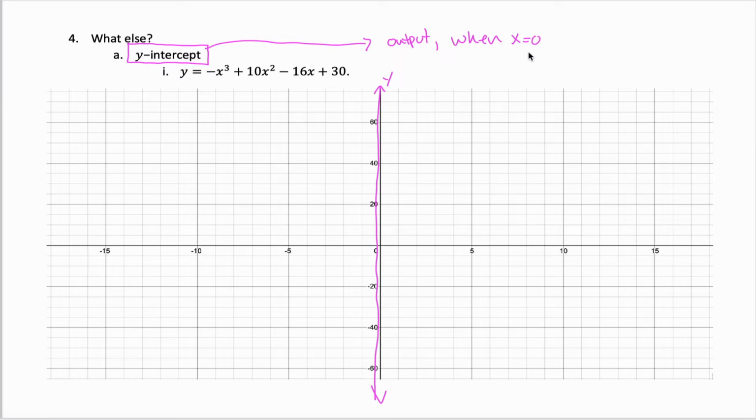And algebraically, that's super easy because when you have a polynomial, all of the terms have an x in them except for the constant term. So when I go putting in 0 in place of all of the x's, all of my terms are going to go away except for my constant term. So the output when the input is 0 is always just equal to the constant term. What I'm saying is this specific polynomial will cross this y-axis at 30 right here.